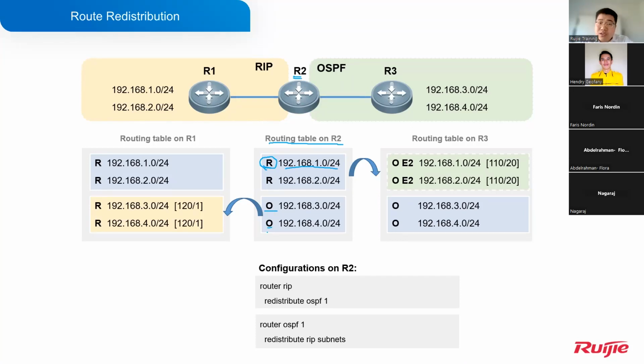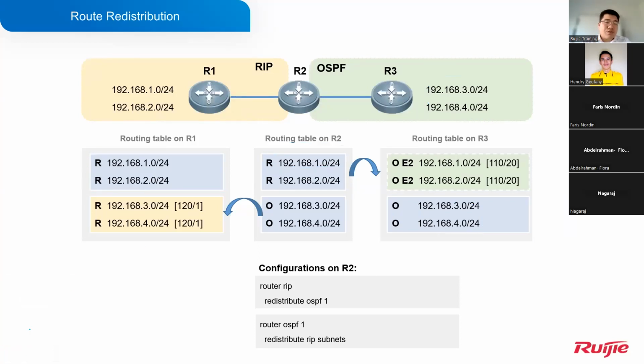But by default, R1 can only learn the local routes, 192.168.1.0 and 2.0, but cannot learn the routes in OSPF. And for R3, it's the same. By default, it can only learn the local routes, but cannot learn the routes here in the RIP network.